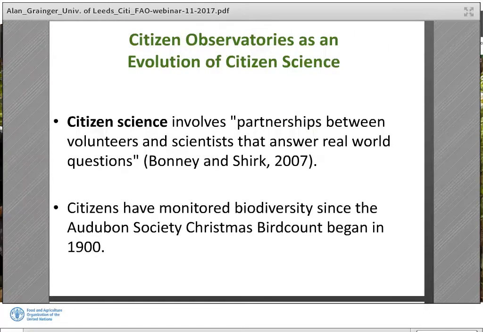Citizen observatories are the latest phase in the evolution of citizen science, which involves partnerships between volunteers that answer real-world questions. The history of citizen science goes back to at least 1900.